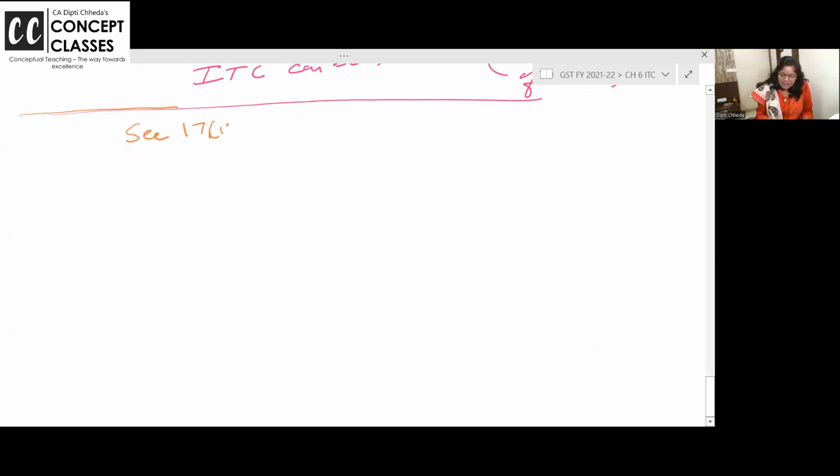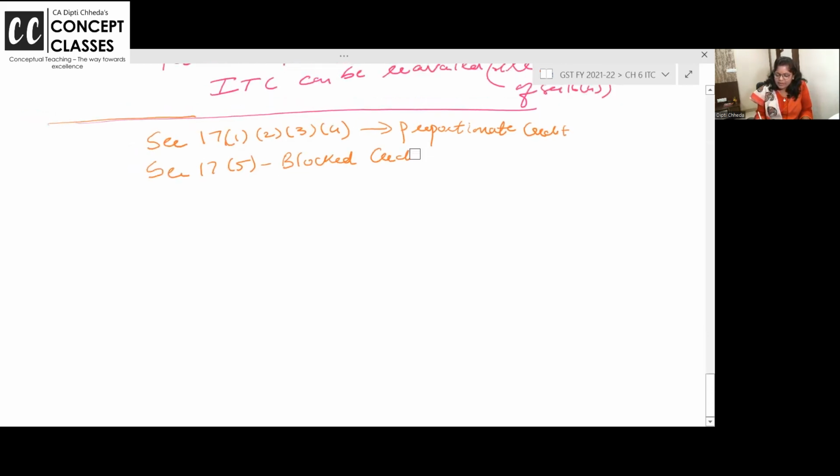Section 17, subsection 1, 2, 3, 4 is talking about proportionate credit, proportionate ITC. And section 17.5, which we'll do in the later part of the class today, is blocked credit. Block it. If someone troubles us, we block their phone number. So on this, you will not get ITC; lock it, block it. Section 17.5 is a list. Okay, let us take up section 17.1.